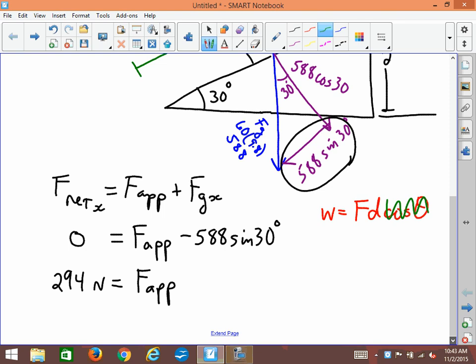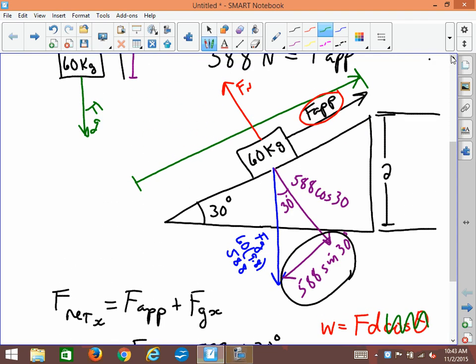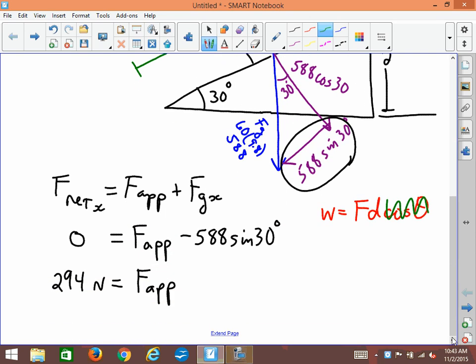The cos theta has already sort of been taken care of by the fact that I've switched my reference frame so that that's now x. So there is no angle. Technically, theoretically, it's the cosine of 0, 0 angle, which is 1. So it disappears. So what I have to do is figure out how much force I applied. I applied 294 newtons. And how far did I push it?